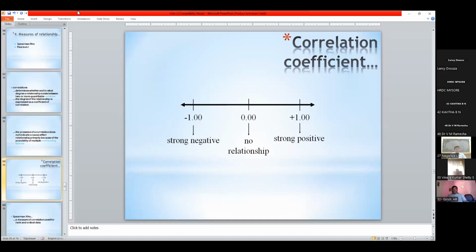On the minus side it's minus 1.00, which is referred to as a strong negative. And sometimes you may get a correlation of 0, which means no relationship at all. And sometimes you get plus, a strong positive one. So your correlation will fall within these three. But in reality, exactly getting 1.00, either plus or minus 1, or exactly 0.00, is also not possible. Very rarely do you get such correlations like perfect positive, perfect negative, and perfect no relationship.